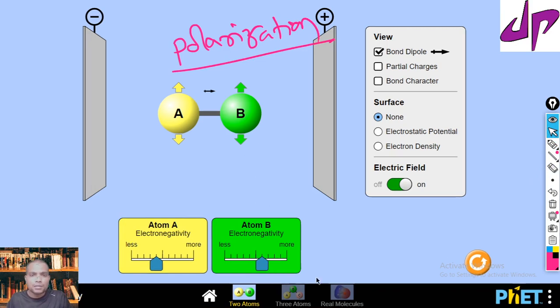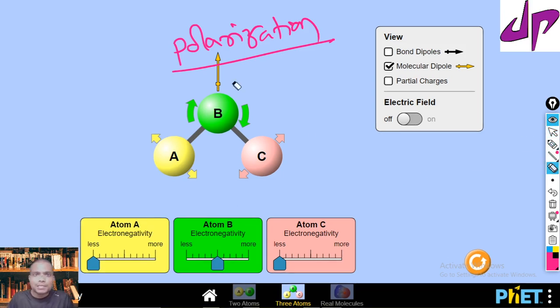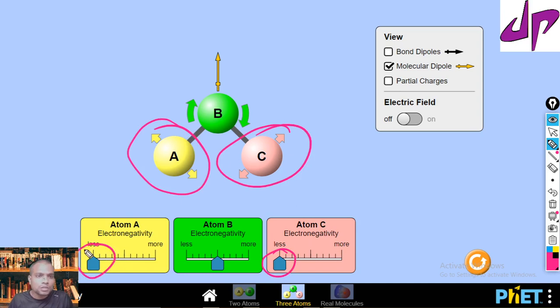Suppose I have another, three-atom molecule. If I take 3 atoms, it appears just like the structure of water. Any structure you can take. In this case I have the help of the molecular dipole. This is the total molecular dipole. First you can observe that atom C's electronegativity is very low, atom A's electronegativity is also low, and atom B has the high electronegativity. So that is the resultant dipole moment direction.